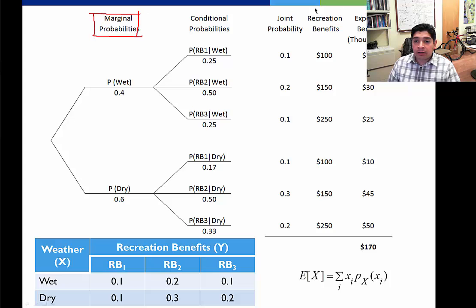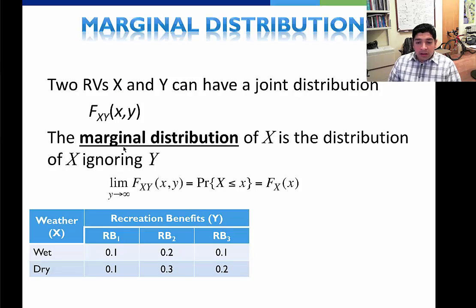So before I talked about this, now I'm going to be focusing on this one. The marginal distribution, so these are the joint distributions. Now, the marginal is the distribution or the probability of x if we just ignore or don't pay attention to y.